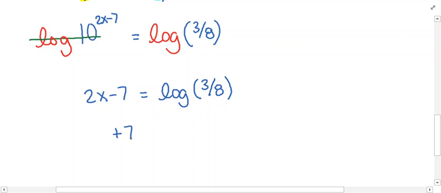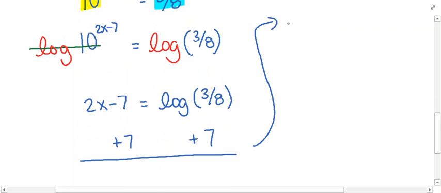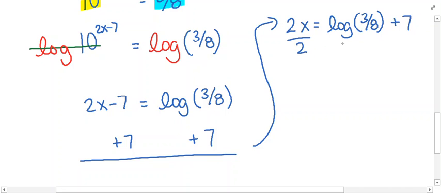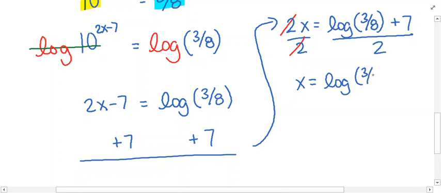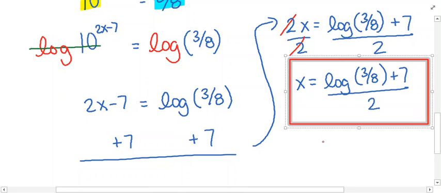So we're going to add 7 to both sides. We're going to get that 2x is, let's see, I'm running out of room here. Let's go up here. 2x is equal to the log of 3/8, that's the quantity I'm taking the logarithm of, and we're going to add 7 to that. Now if we want to get x by itself, since we're multiplying by 2, we're going to divide by 2. So these guys will cancel. So to get your x value, it is the log of 3/8 plus 7 all divided by 2. Crazy, crazy answer. This is the exact answer.